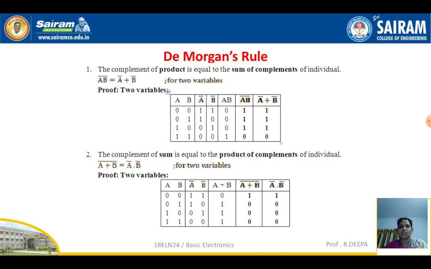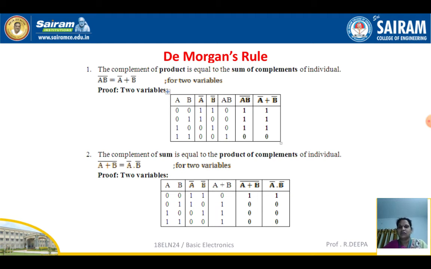So we have proved the first De Morgan's rule, ab whole bar is equal to a bar plus b bar. The second De Morgan's rule is that the complement of a sum is equal to the product of the complements of the individuals. That is, we need to add, then we have to take the complement. So a plus b whole bar is equal to a bar into b bar for two variables. In the same way you can prove this also.